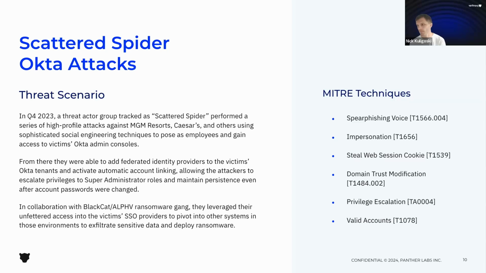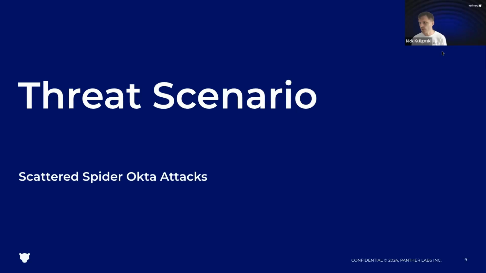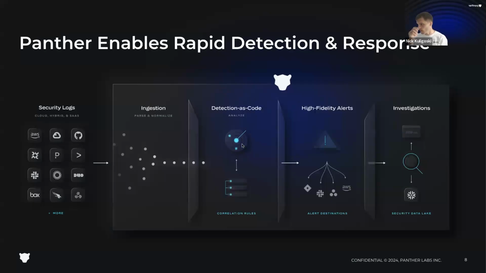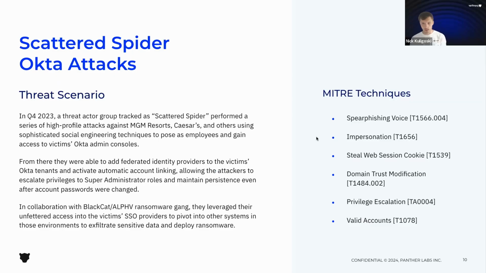Thanks, Dirk. If we think back to one of Dirk's slides around the centerpiece of Panther, detection as code is that centerpiece. I've found it's very helpful to think through that detection as code piece by thinking through a threat scenario. The threat scenario that we have outlined for you today is called Scattered Spider Okta attacks. It's called that because the threat actor group is called Scattered Spider.